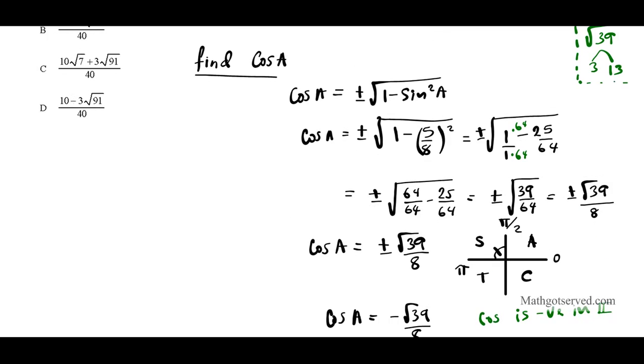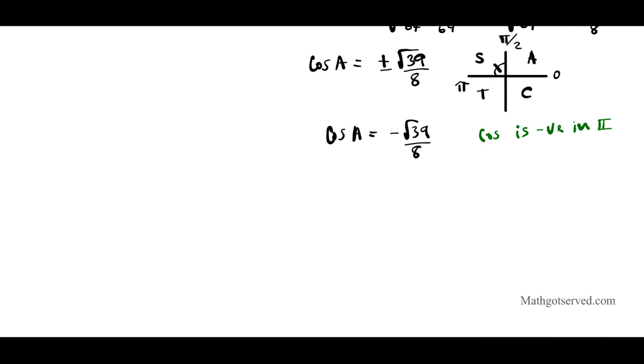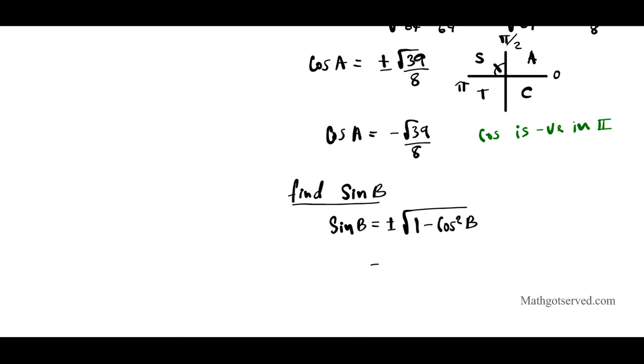All right, we have one piece. Now the other piece we're looking for is sine B. So let's go ahead and find that. We're going to use the Pythagorean identity, the one we used before, but with sine and cosine switched. So sine B is going to be plus or minus the square root of 1 minus cosine squared B. We know cosine B was given to us as 2 over 5, so 1 minus 2 over 5 squared.